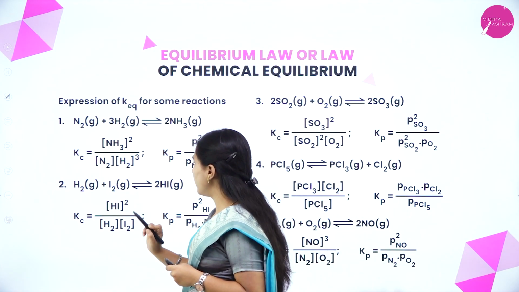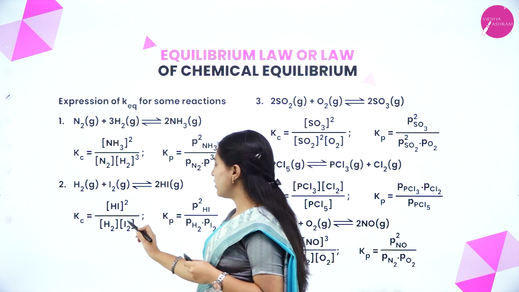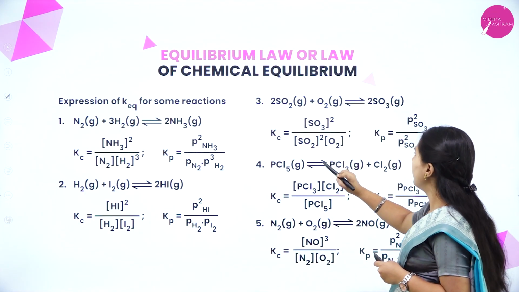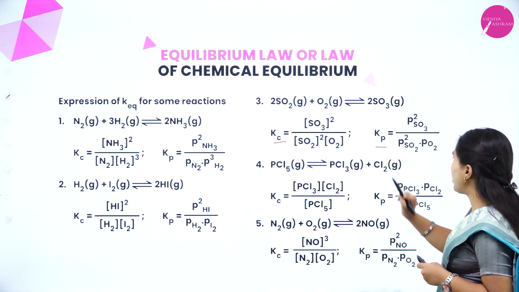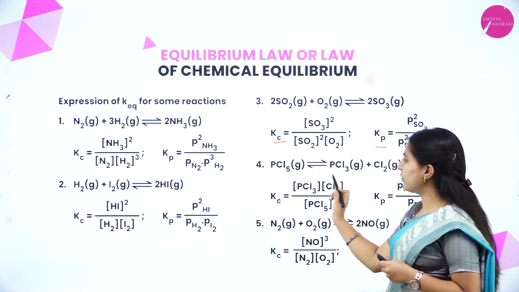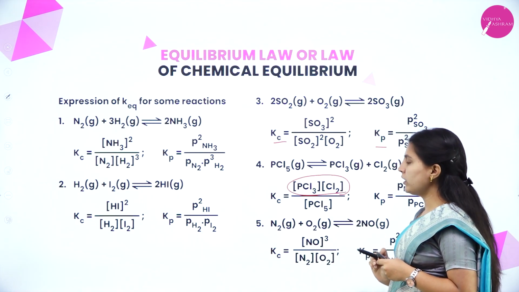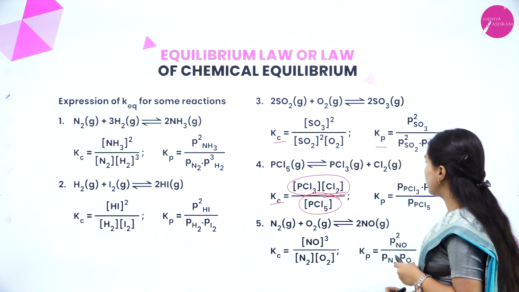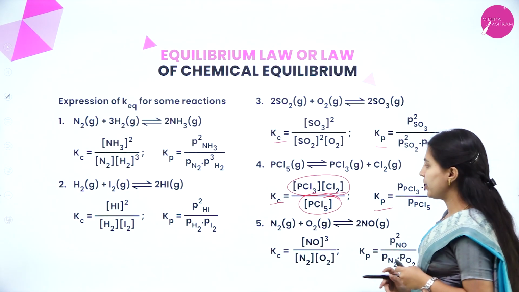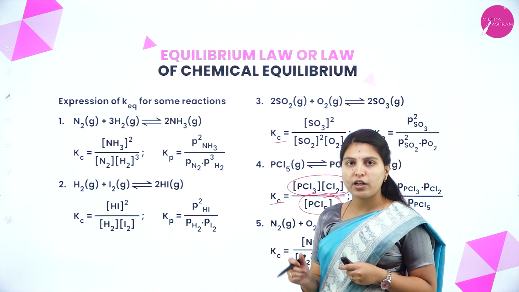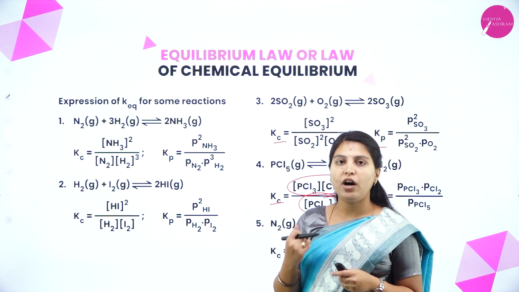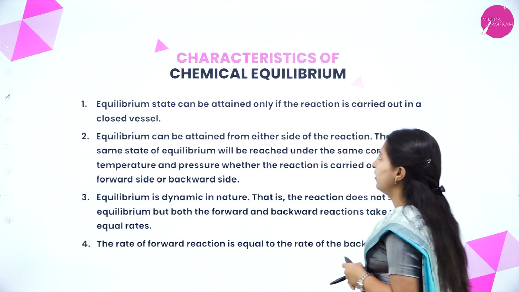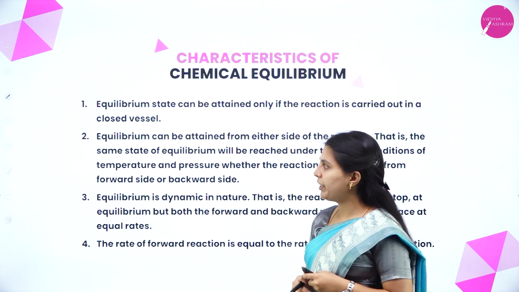Here also hydrogen and iodine giving hydrogen iodide, by molar concentration and by partial pressure. Here also sulfur dioxide plus oxygen giving sulfur trioxide, molar concentration and partial pressure. Everywhere you have to first write the forward reaction, that is product, concentration of product by concentration of reactant. This is with respect to molar concentration, and this is with respect to partial pressures. All the 5 examples show molar concentration, partial pressure, and how you have to write the overall expression by seeing the balanced chemical equation.